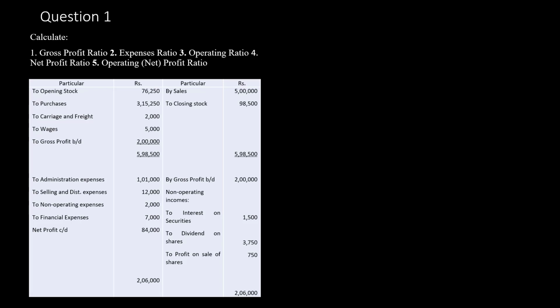Hello everyone. Now let's get started with the numerical questions. The first question I have already explained to you in your previous video, and here we will have to calculate the gross profit ratio, expense ratio, operating ratio, net profit ratio, and operating profit ratio. Okay, so I have explained to you what the gross profit ratio is.